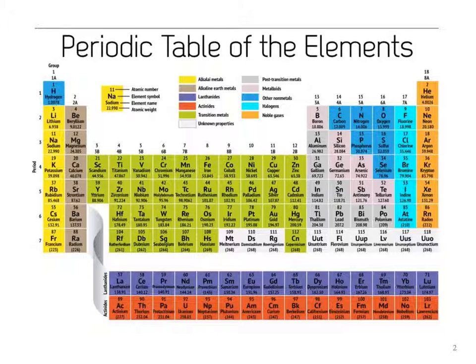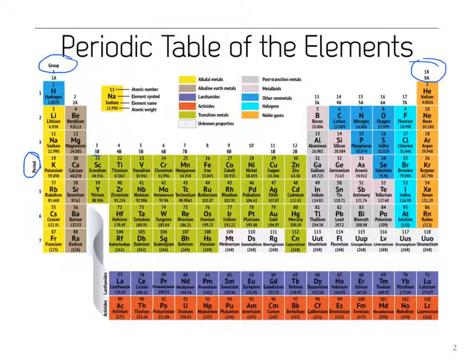I want to discuss that every column is called a group, so we have 18 groups, and they're either from 1A to 8A, and then in the middle the transitions are your B, or you can just go from 1 through 18 straight right across. They mean the same thing.